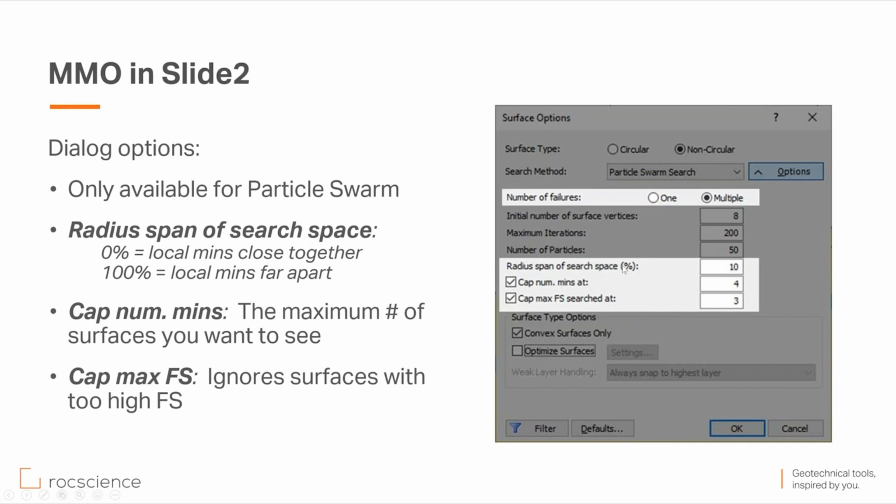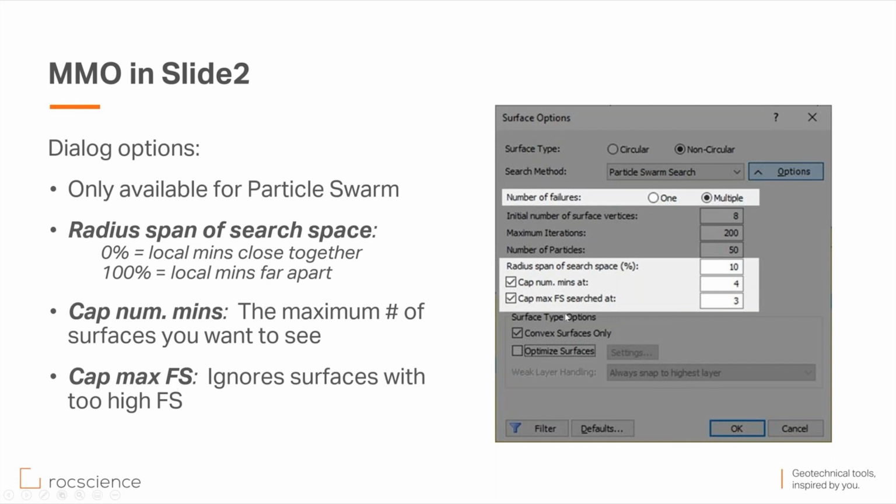The radius span of search space allows you to decide how far apart you want the local minimums to be from each other. So for example, if you were to put a very low number here as a percentage, then you would get a lot of local minimums that are really close to each other in the model. Whereas if you have a really high number, then the results will be further apart. And then we can also cap the number of mins that we show in the results. This will avoid overwhelming the results with too many surfaces to look at.